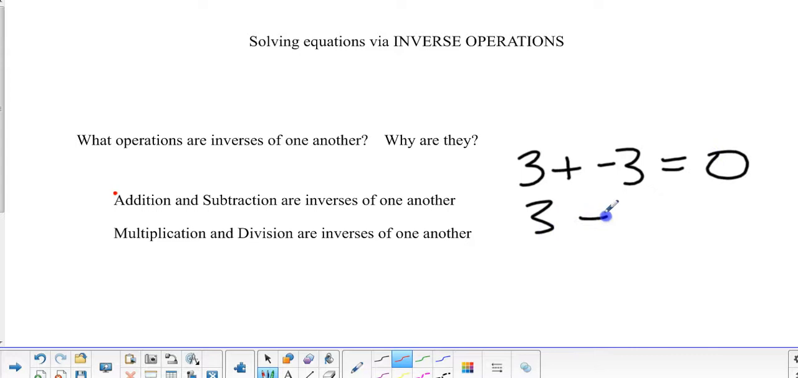And this comes to my other point: subtraction is the same as adding the opposite. We know that.